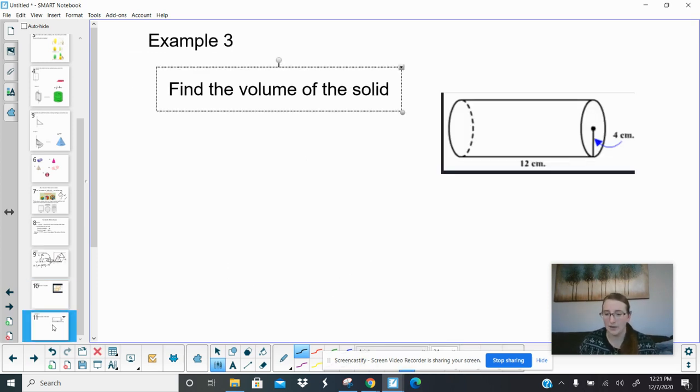Now, because I'm running out of time here, because I'm going to start our WebEx here in a second, let's try this one real quick. So find the volume of the solid here. So we need to determine, what is this? Is this a prism or a cylinder? This is a cylinder.